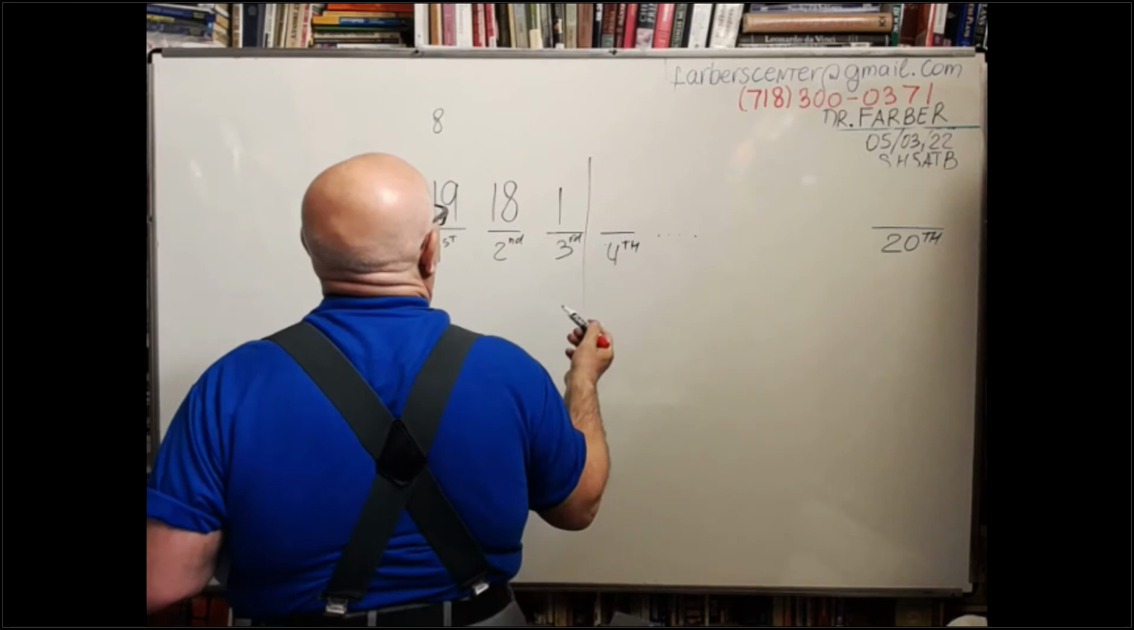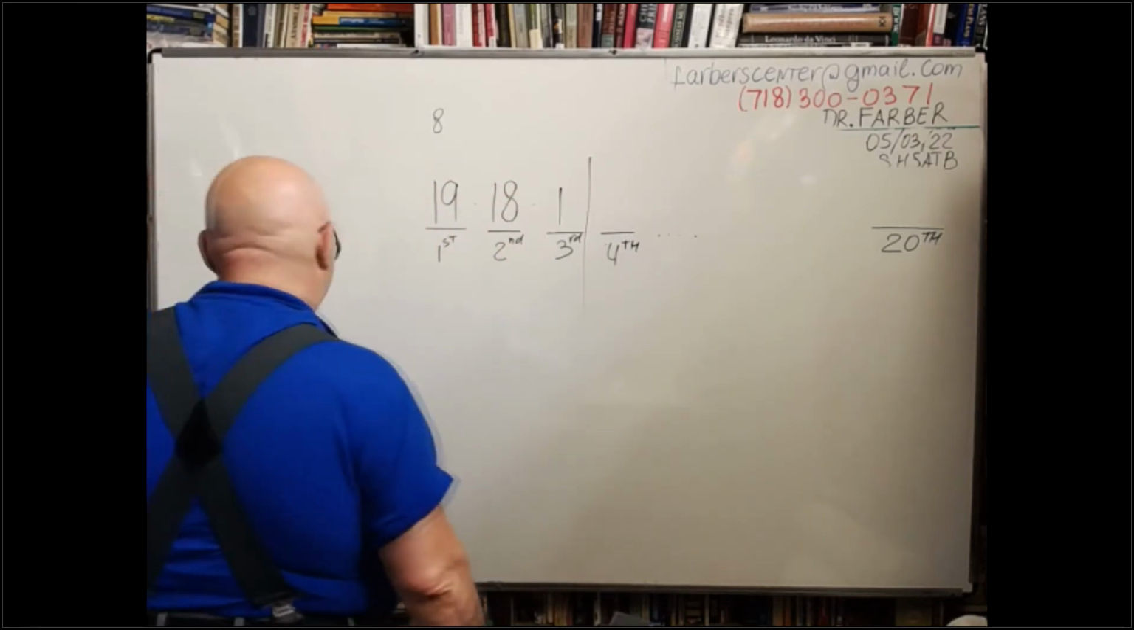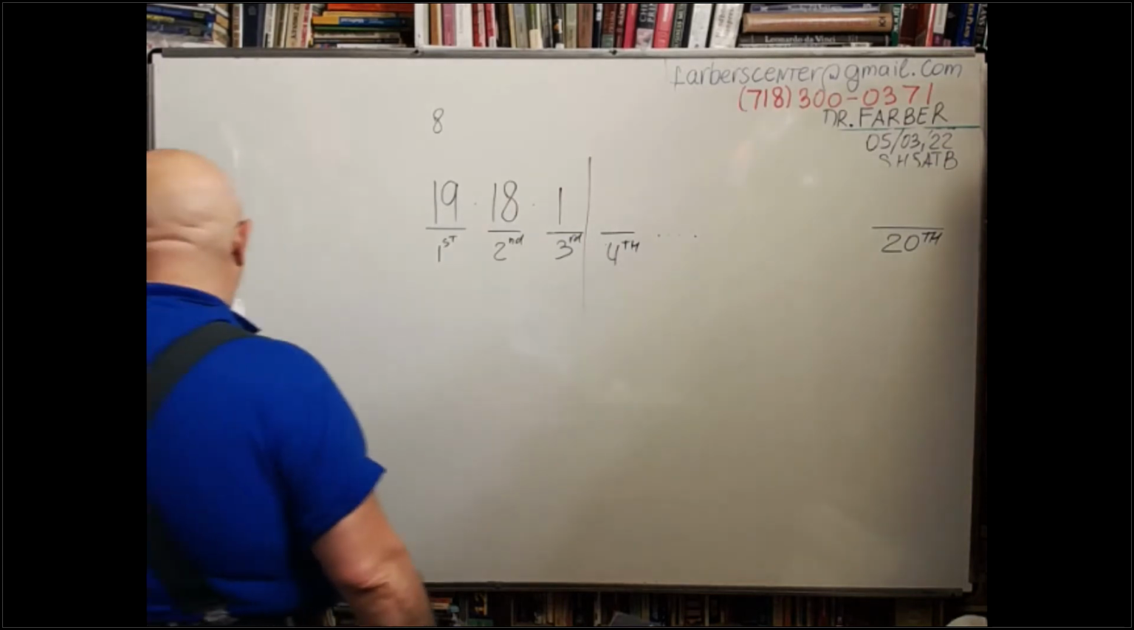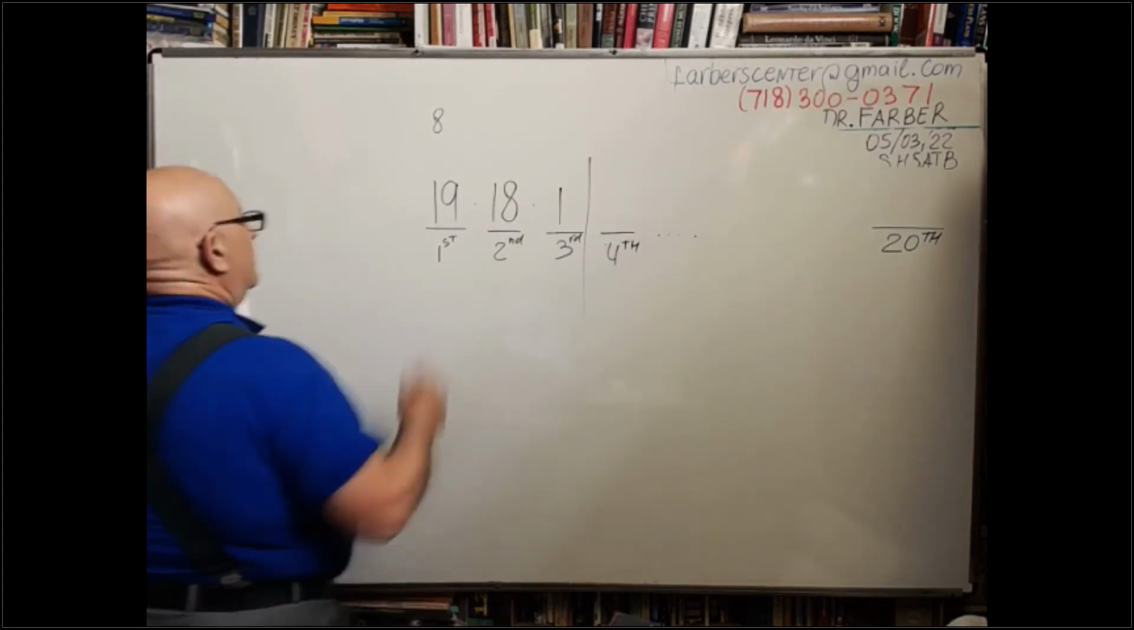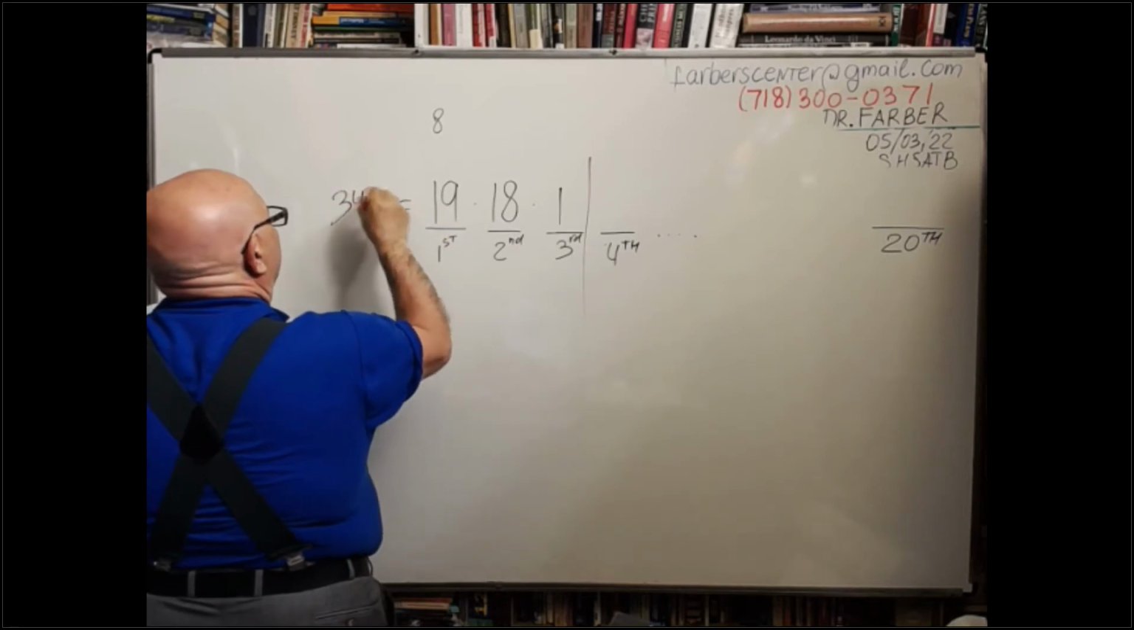Now, like we did today, with the fundamental counting principle, just multiply the 3 numbers. If you multiply this, I will get 342. Check mark.